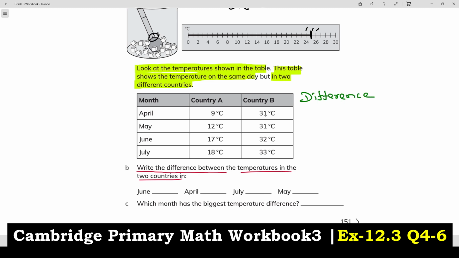So first, 31 degrees Celsius minus 9 degrees Celsius. It will be 22 degrees Celsius. Next, 31 degrees Celsius minus 12 degrees Celsius. So it will be what? 31 minus 12, so it will be 19 degrees Celsius, right?